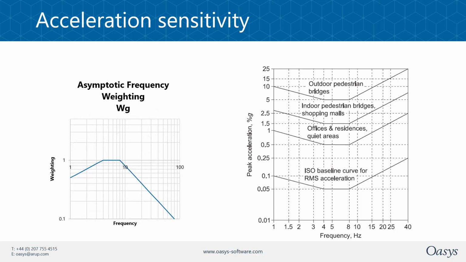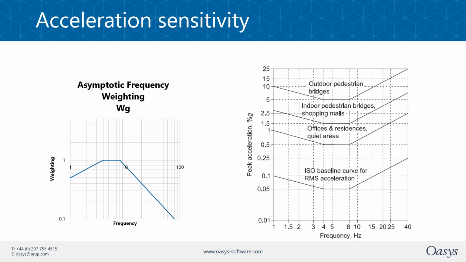Now, the AIC guide says you can conservatively just take 0.5% of G for office floors. The other design guides recommend using a weighting curve to adjust the frequencies, depending on how sensitive we are to them. This is the Wg curve, which reduces the effects of the very low and very high frequencies, which is the mirror image of the ISO baseline curve. And GSA includes this weighting curve and the other standard ones.